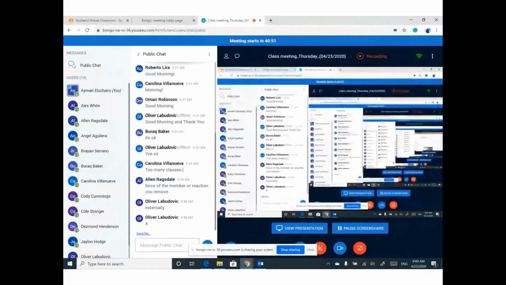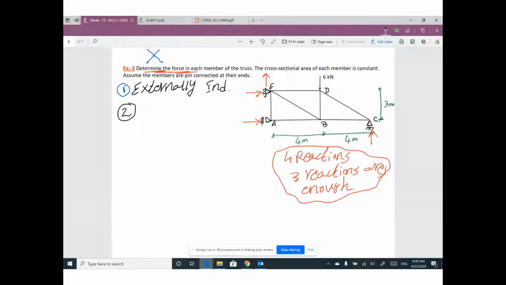Okay, thank you. Second step. Go ahead and remove this extra unknown. That means I'm going to remove a member or reaction. I'm going to remove a reaction because I have an extra reaction. Here is your truss. I will not change anything.